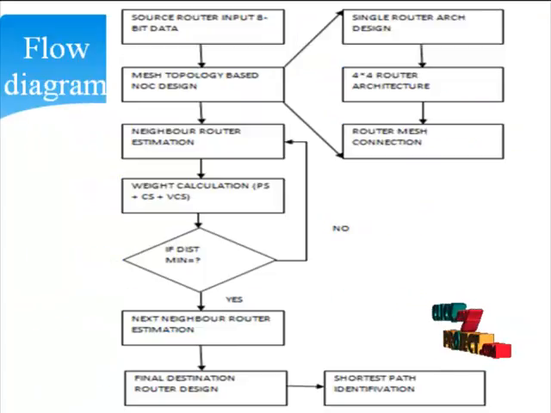Now we are going to discuss the flow of this title. In the NoC architecture, first we have to set one router as the source router. In the source router, there are 8 data as the inputs. In this NoC architecture, we are using the mesh topology based NoC design. So using this router, first we have to identify the neighbor router estimation with the help of weighted calculations.